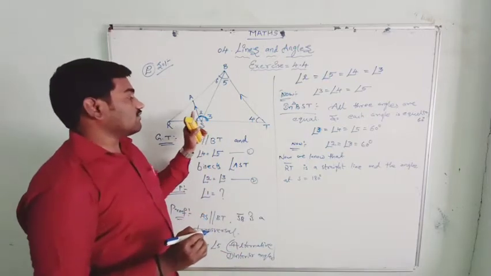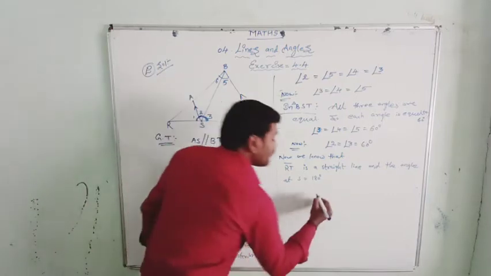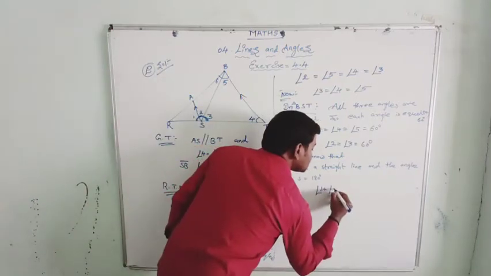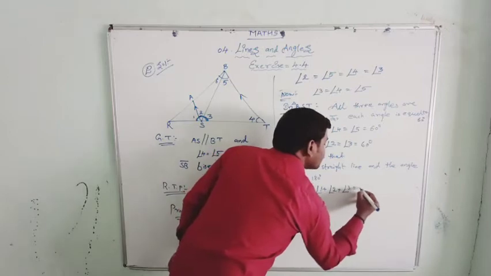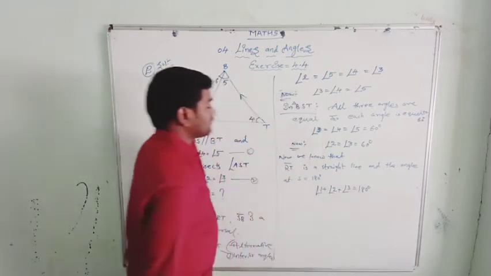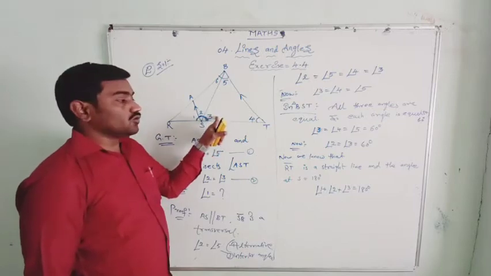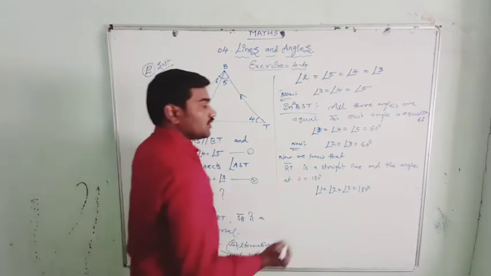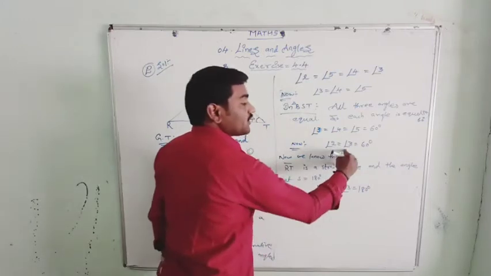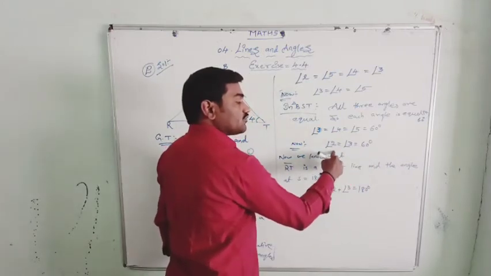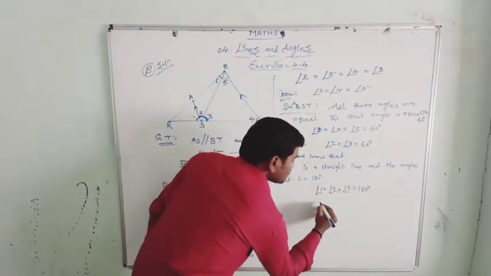Sum of angle 1 plus angle 2 plus angle 3 equal to 180 degrees. Angle 1 plus angle 2 plus angle 3 equal to 180 degrees. Sum of these three angles equal to 180 degrees. From this we know that angle 2 plus angle 3, angle 2 is 60, angle 3 equal to 60. Let us substitute that.